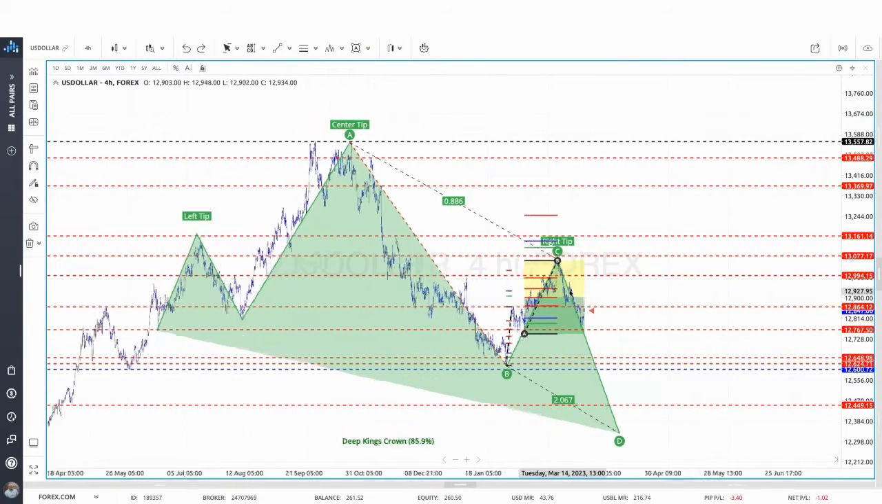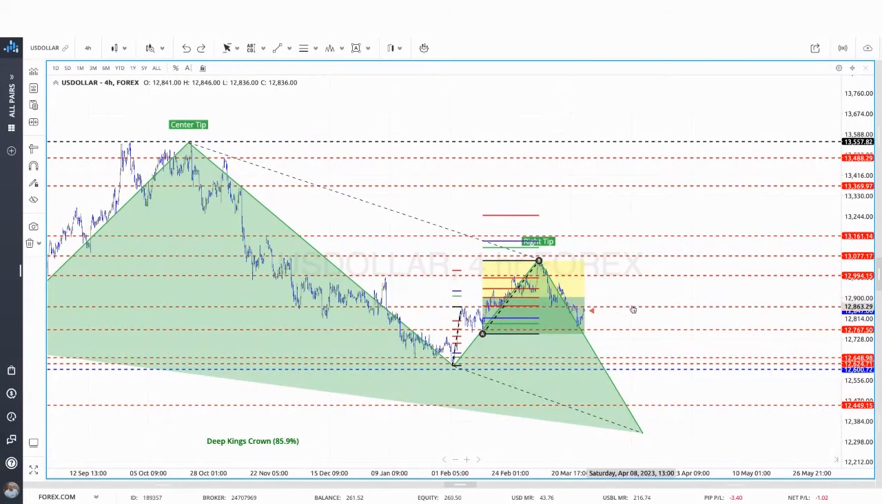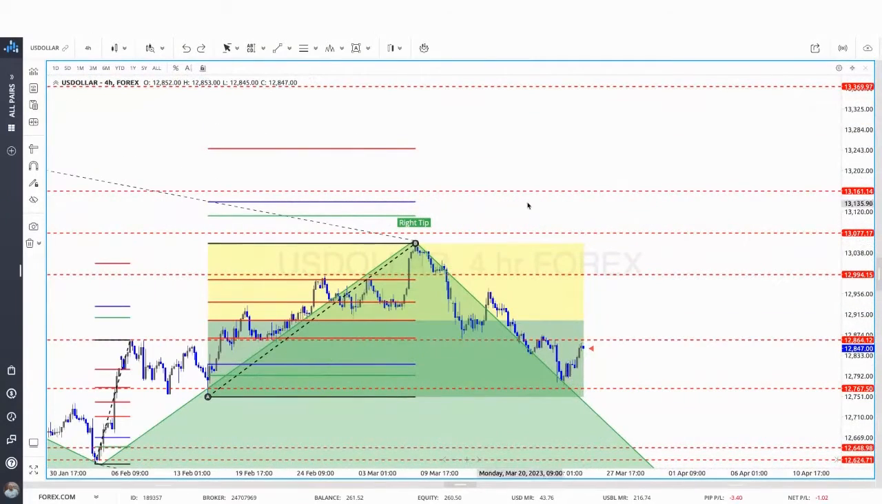What we want to see though is, does price stay below this level of 12,864? If price in this risk off environment breaks back above this daily level here and then comes back and retests that daily level, we could be in for price to come higher and give us a deeper retracement here.